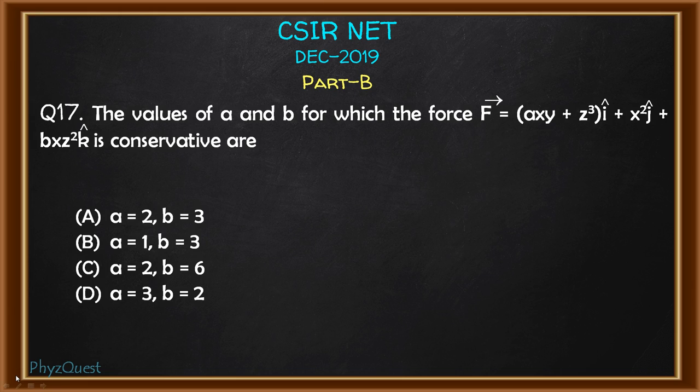The question is, we are given a force vector F is equal to (axy plus z cube) i cap plus x square j cap plus bx z square k cap. The given force is a conservative force and we need to find out the values of A and B given in the expression of the force. Four options are given and we need to choose the correct option.